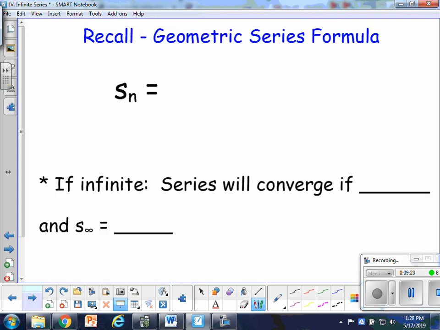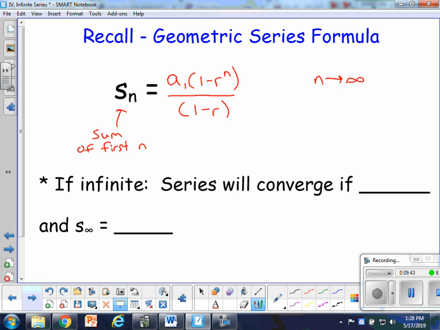All right, so let's think about this again. The formula is a1 times 1 minus r to the n over 1 minus r. That gets you the sum of the first n terms, right? Just use that. Our question though is, what happens as n goes to infinity? Because we want to know eventually what's the sum of an infinite number of terms.